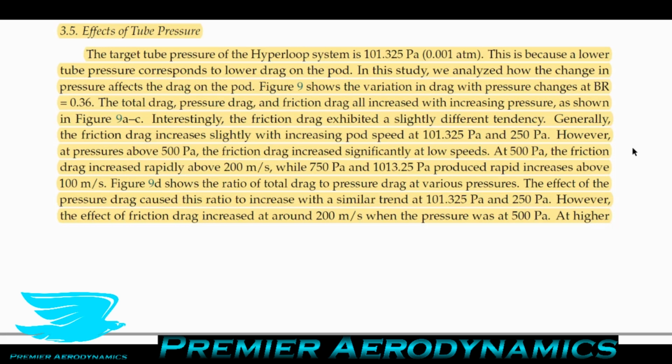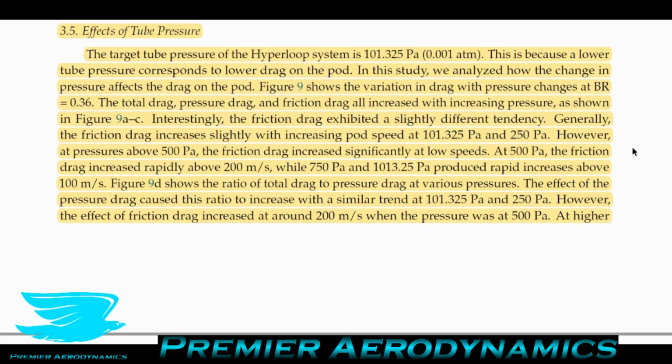So in other words, as you increase the pressure, the point at which you get rapid increases in the friction drag is at lower velocities. So if you suck as much pressure out, as much air out of the chamber as possible, you can then go faster without incurring as much friction drag, which makes sense.